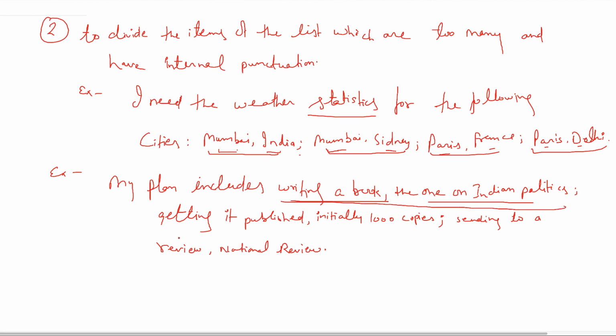Second item of the plan is getting it published. This item has further added information, that is initially 10,000 copies, and this information is added with the help of comma. The third item of the plan is sending it to a review. This item is further complemented by additional information, that is national review. So these three items have their individual subdivisions as well.